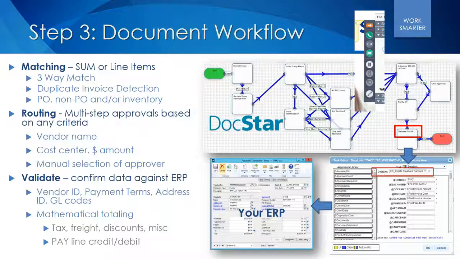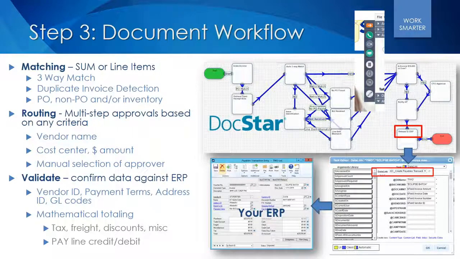Routing the documents. How are those happening today? Is it based on vendor? Typically, these are in non-inventory, non-PO based routing, cost center, or dollar amount. Do you want to just manually select the approver? So, we can do that type of routing right within the workflow tool here within DocStar.